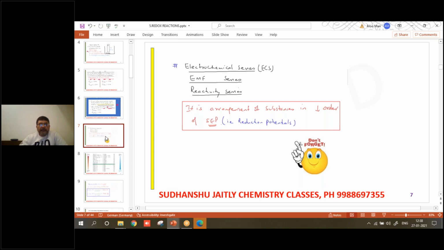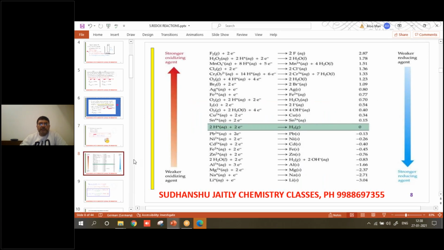Then we arrange in decreasing order of standard electrode potential. That is known as the electrochemical series, electromotive force series, or reactivity series. This is a portion of the series. You're not supposed to memorize the data, but at the same time, you are advised to know the location of each element, where it is placed.